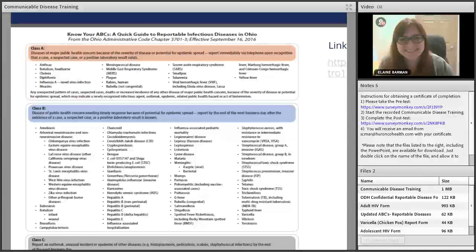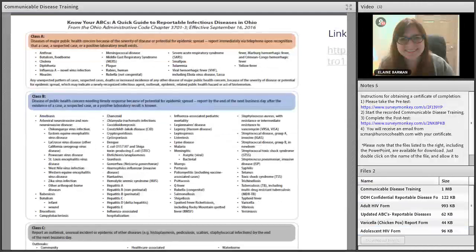And Class A are diseases that are of major public health concern, and that's because of either their severity of disease or their potential to spread. So those are of major concern, and those diseases include things like anthrax, botulism, measles, smallpox, human rabies, plague, Ebola, yellow fever, rubella, those type of things. In one case is an unexpected pattern. We shouldn't have any of these illnesses, and that's why they are of such high importance. We don't want to see any of them, so they are considered Class A.